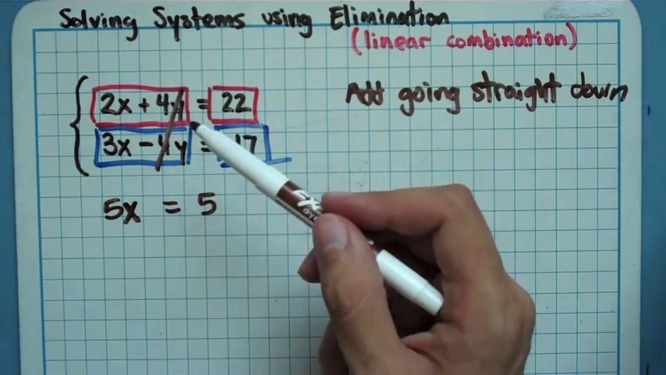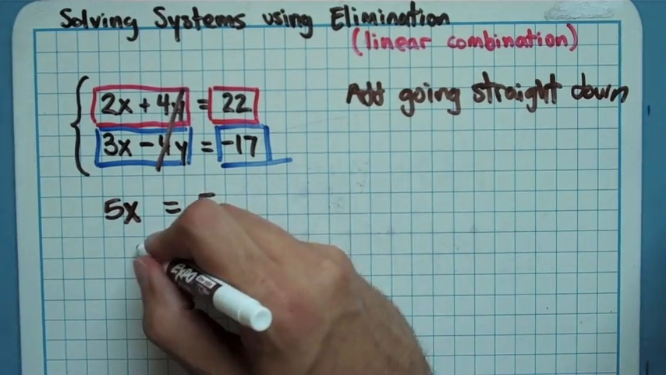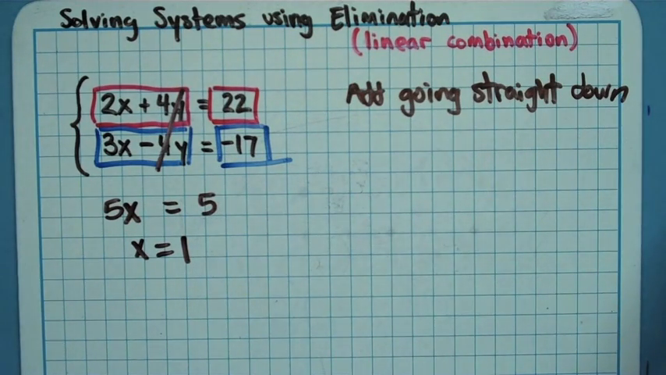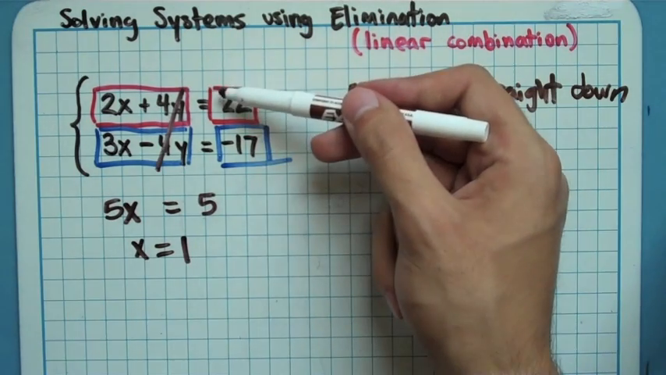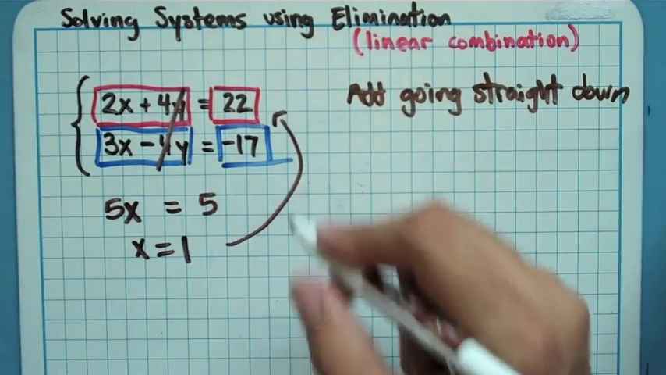It was nice because when I added these, the y's just kind of went away. They canceled each other. So I'm going to solve that and get x equals 1. I just got my x a lot faster than either of the other methods we've seen so far. So once you have your x right here, just like before, you have to plug it in somewhere and get y. So I can either plug it in this equation or this one. It doesn't particularly matter. I'm going to take it and plug it in the top equation though.